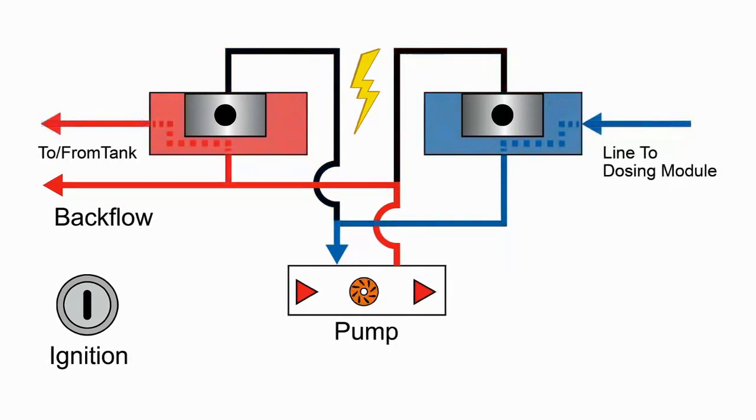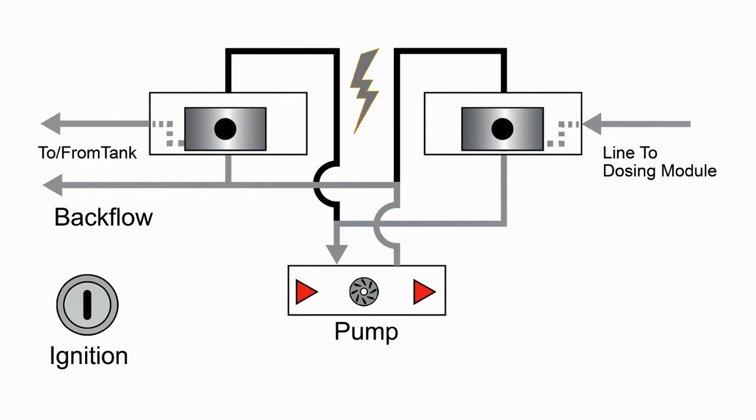We shut the key off. The pump's going to start to run and reverse that flow. It's going to draw the fluid from the dosing module back through. It's going to be pressurized on the opposite side, and it's going to go back to the tank side. When it's all done, we're going to de-energize it.